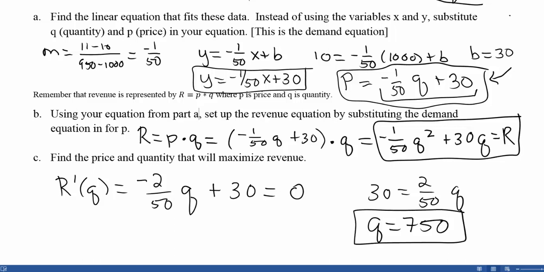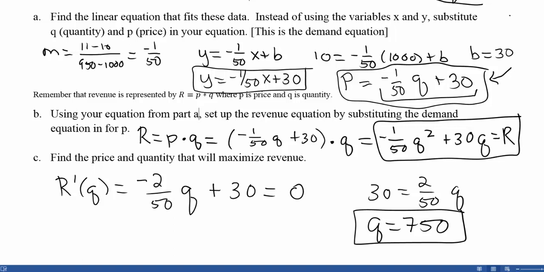If I were to take the second derivative of this function, I would have negative 2/50, which tells me that my revenue equation is concave down everywhere. Since it's concave down everywhere, I know that my Q has to be a maximum. So that's the quantity that maximizes my revenue here.